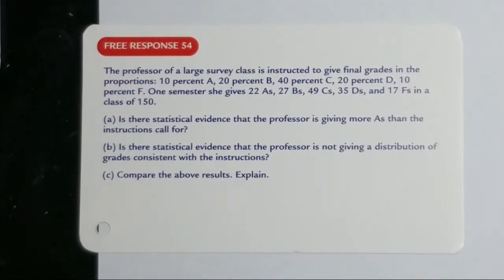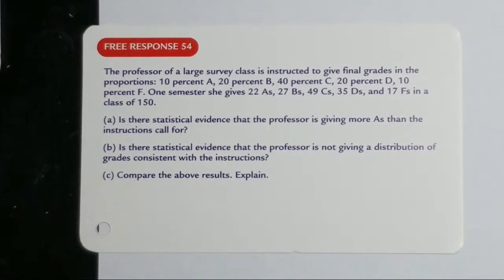There we go. Boom. The professor of a large survey class is instructed to give final grades in the proportions 10% A's, 20% B's, 40% C's, 20% D's, 10% F. One semester she gives that in a class of 150. Is there statistical evidence that the professor is giving more A's than the instructions call for?